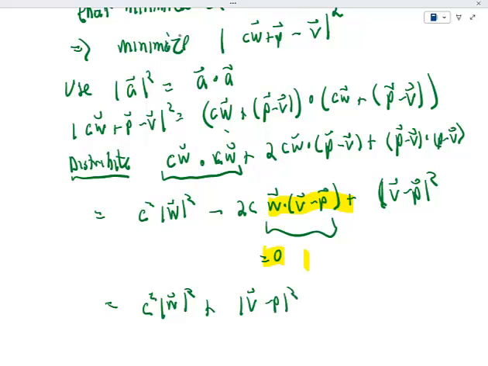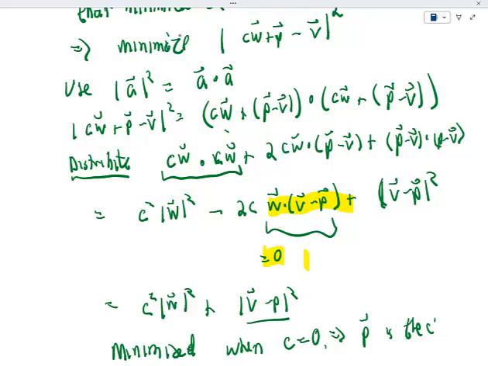Now, of course, this is minimized. The second term doesn't change. The first term is going to be smallest when C equals 0. So when C equals 0, that means that P is the closest point. P is the closest point, right? Because when C equals 0, I actually end up with P.